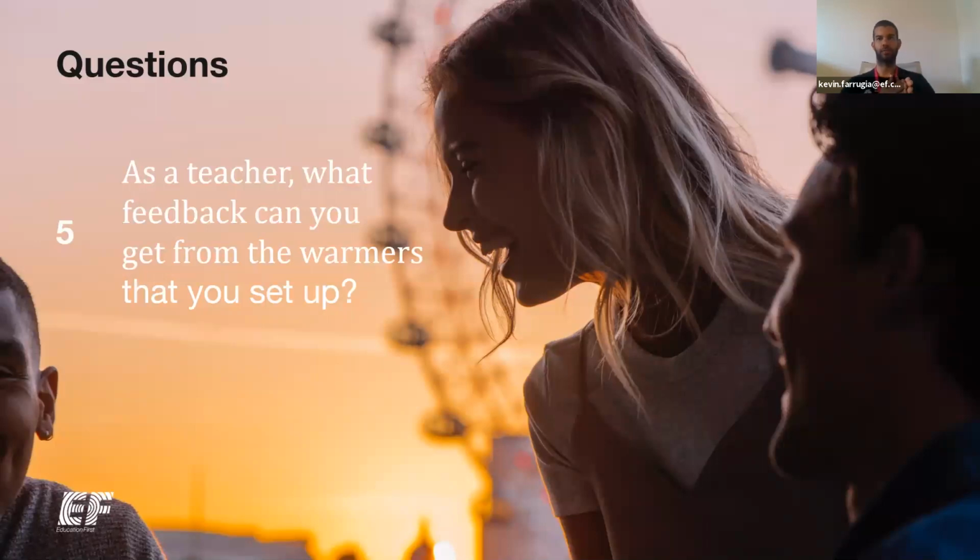What about on a longer term basis? What things can you get back from warmers? Okay, understand which pace to use. Good. So you get to read the class more. Good. Creativity. Yes, good. Anything else? What level they're at? Natural language.